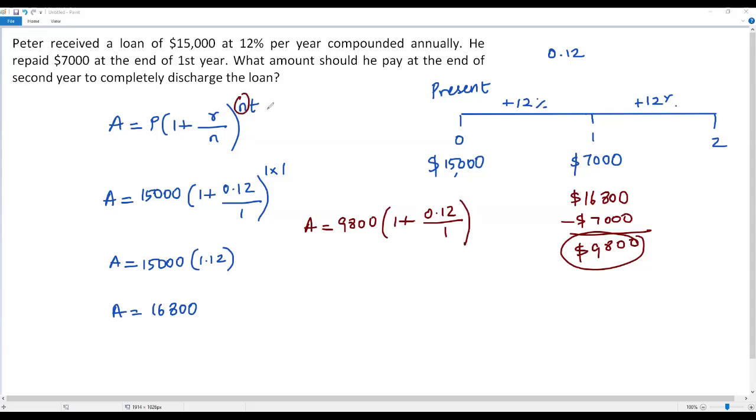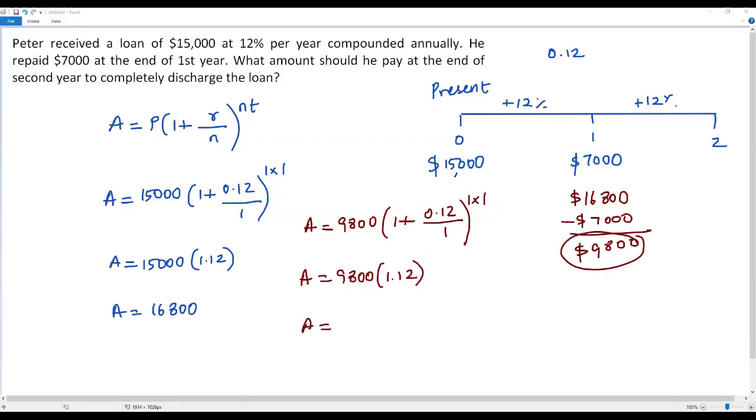And here again we have to plug in n equal to 1 times the time period, which is 1 year, because this time period is just 1 year, from the end of the first year to the end of the second year. So then we have A equals 9,800 times, 0.12 divided by 1 is 0.12. When I add it to 1, I'm getting 1.12. Raised to the power of 1 times 1 is just 1. The exponent 1 we don't have to mention.